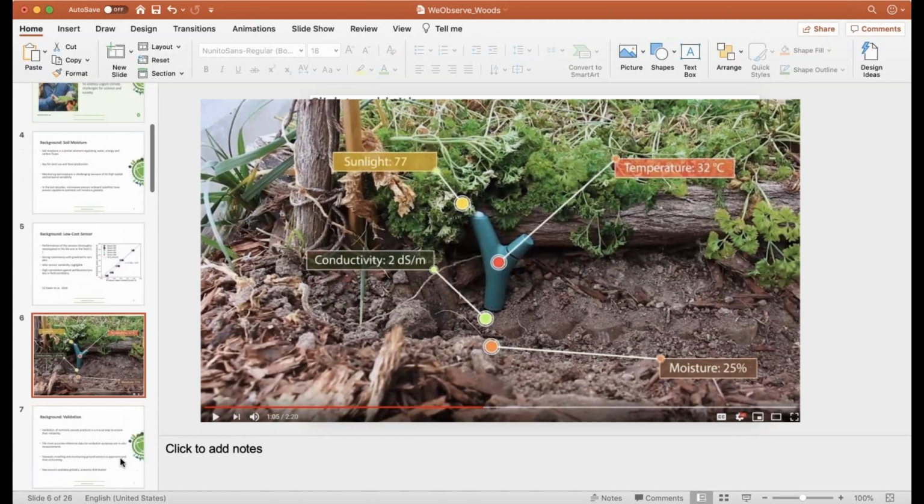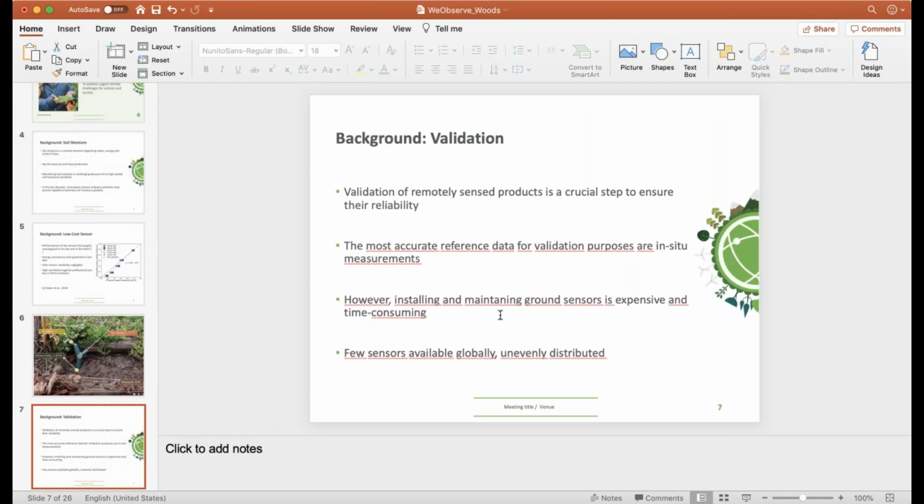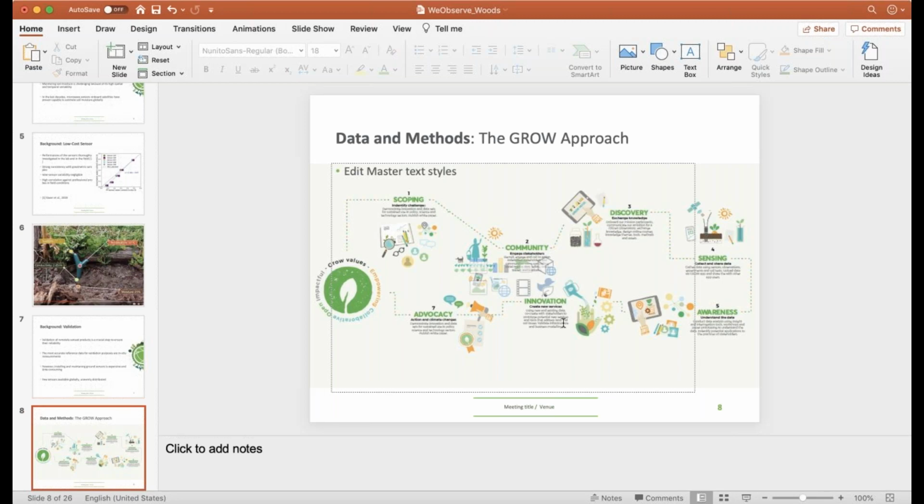So, background on validation. The validation of remote sensed products is a crucial step to understanding their reliability. The most accurate reference data for validation purposes are in situ. However, installing and maintaining the ground sensors is really expensive and time consuming, and there are few sensors available globally, and they're unevenly distributed.